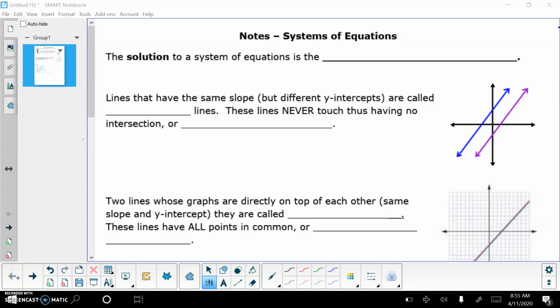This is our tutorial for our introduction to systems of equations in our fourth week of distance learning. So we're going to look at the different solutions and how they would look on a graph for systems of linear equations. The solution to a system of equations, if you remember, is the point of intersection. So I'm going to go ahead and put that on there.